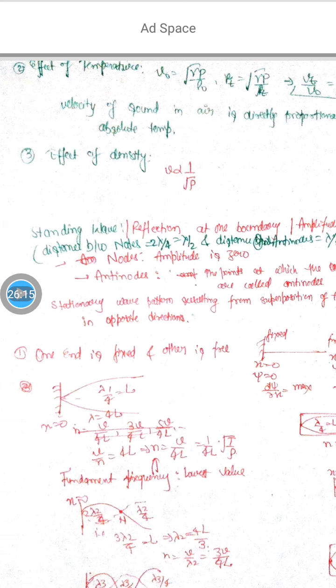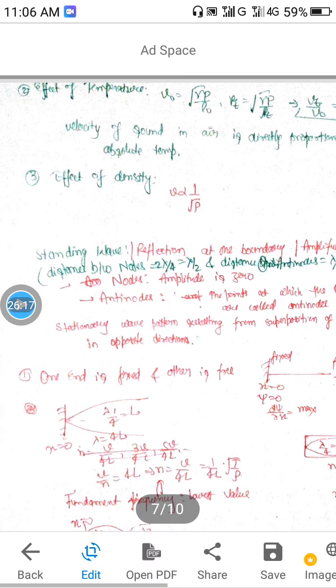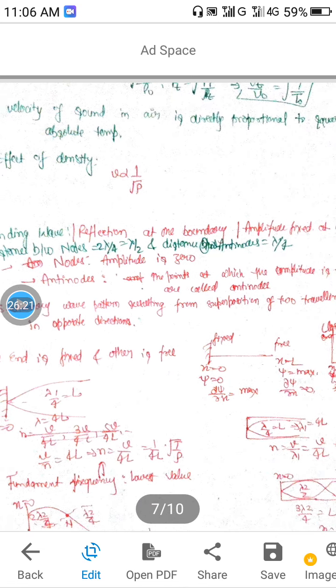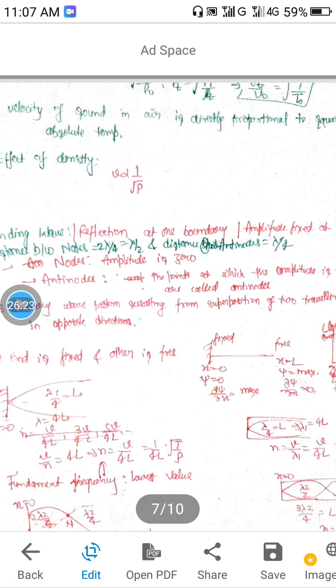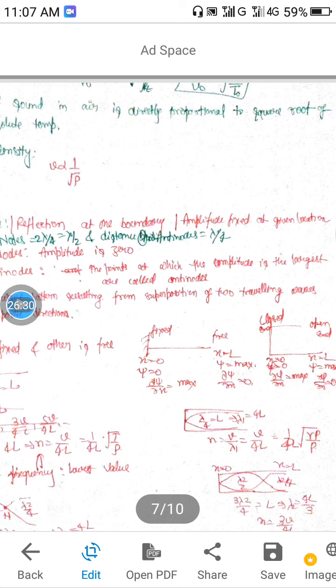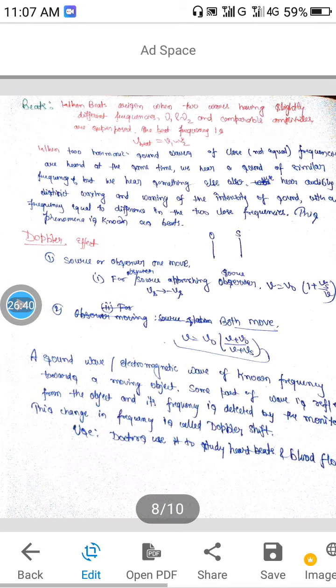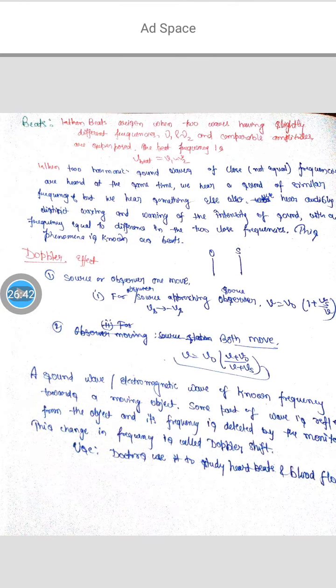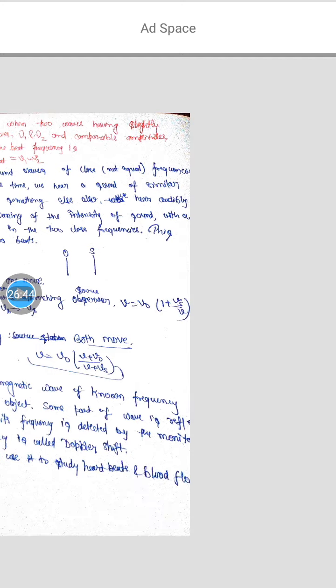Standing waves, reflection, and all these things we can study later. Just remember nodes and antinodes. What are nodes and antinodes? At nodes the amplitude is 0, and at antinodes the amplitude is maximum. Simple. Where it is fixed or closed, the boundary condition is x equal to 0, psi is equal to 0, and d psi by dx is maximum. Things like these we will study later. Doppler shift effect, there are only two formulas we can simply understand.